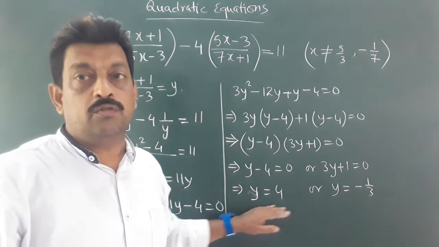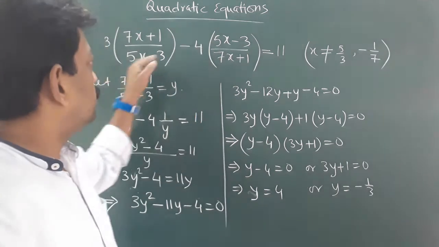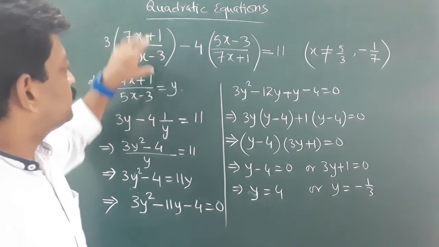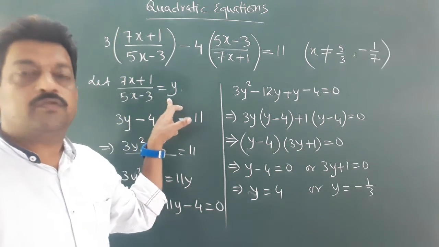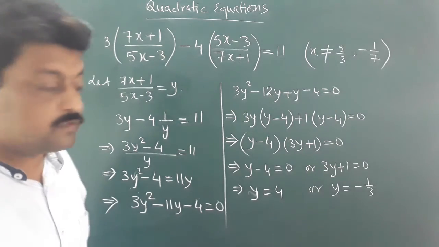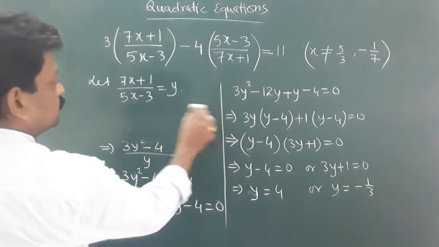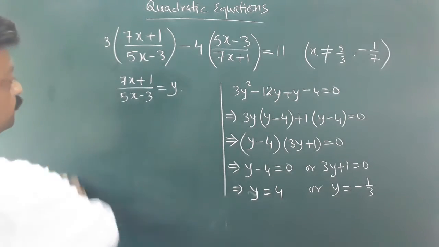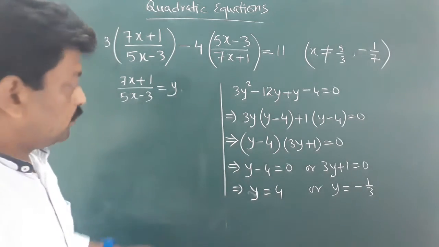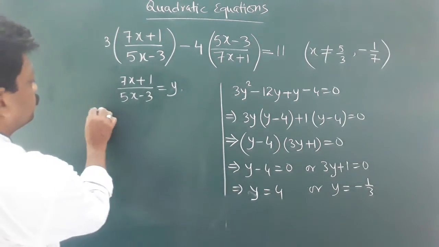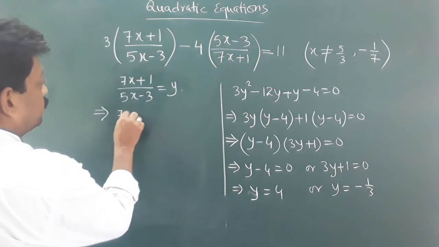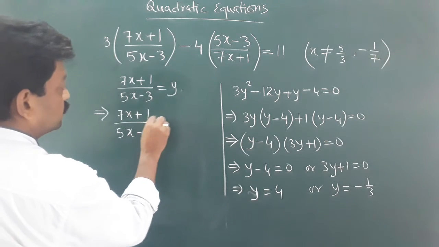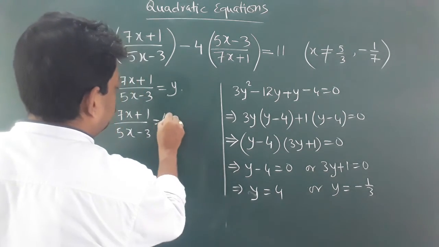But these are not the roots of the equation. The equation was different. Okay, we have assumed the first one as y. Now we have to replace y with their values. There are two values of y, so I am writing here only. 7x plus 1 upon 5x minus 3 equals to y, means 4. So I am putting here 4.